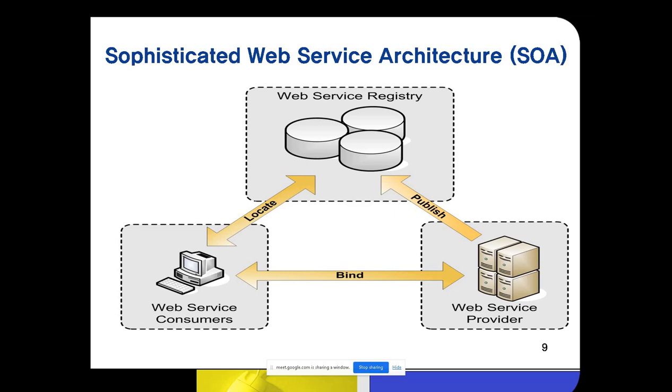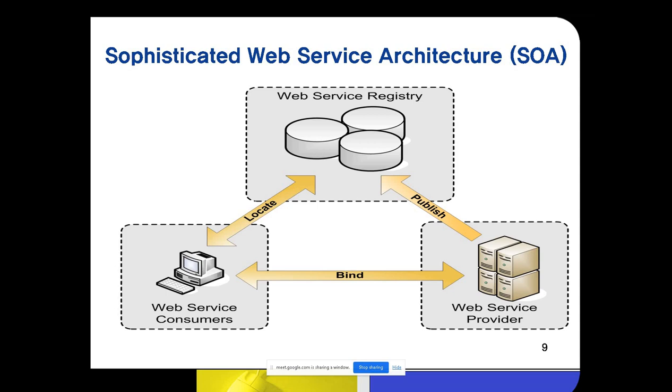Similarly, we have the three-tier architecture of web services. This is called the service-oriented architecture diagram. According to this diagram, there are three components. The first component is the web service consumer, the second one is the provider, and the third one is the web service registry. This is also known as UDDI.